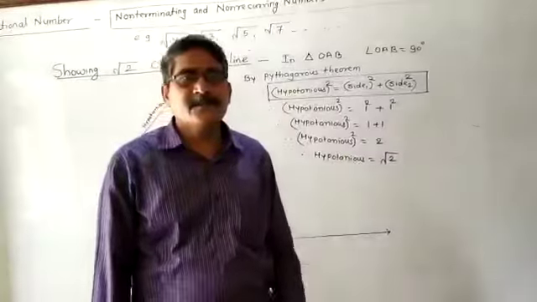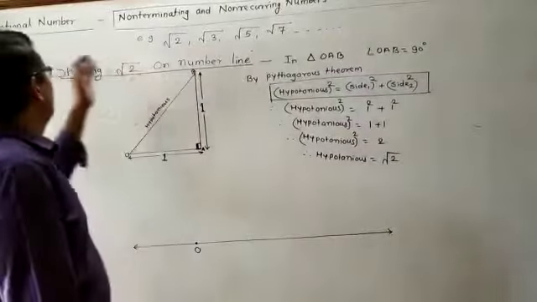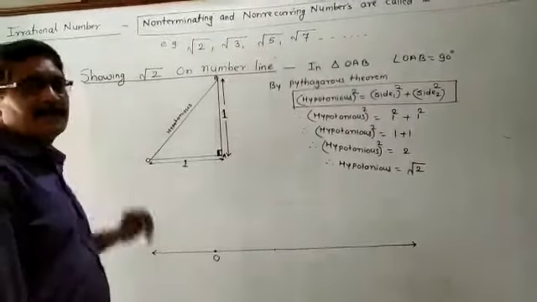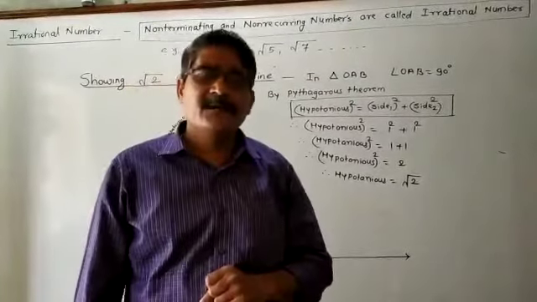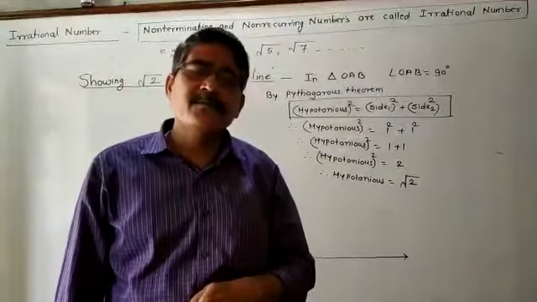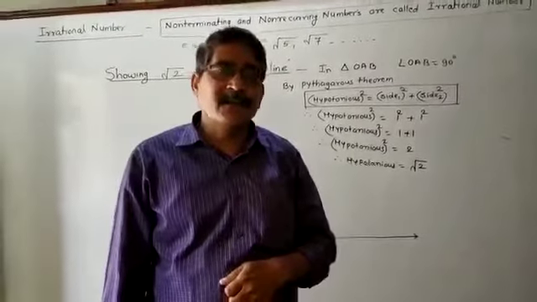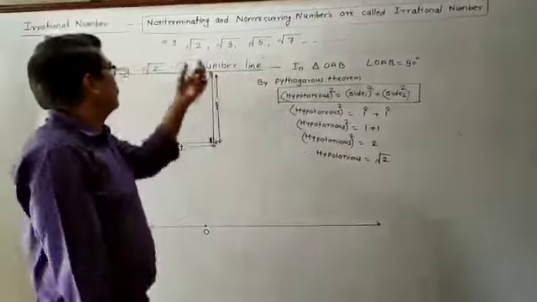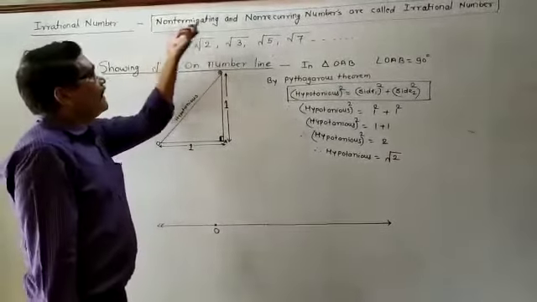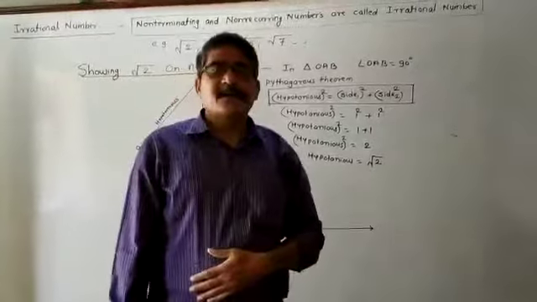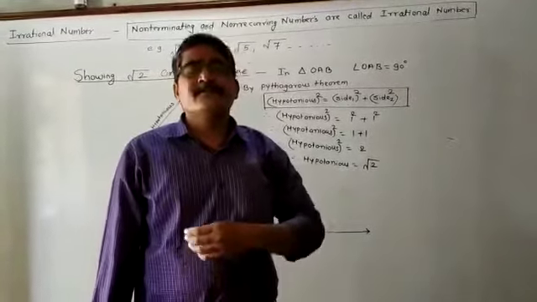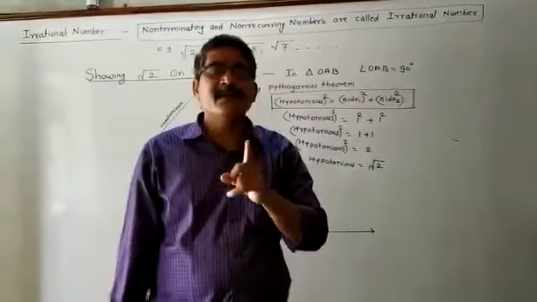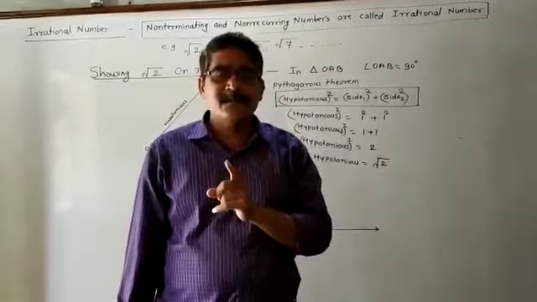Friends, you have to start with the new topic, irrational numbers. Already I gave the definition of the irrational number. What is the meaning of irrational number? I already told that the square root of prime numbers are called irrational numbers. Otherwise, you will say that it is a non-terminating and non-recurring number. I already gave the short form, NT and NR, meaning non-terminating and non-recurring numbers.